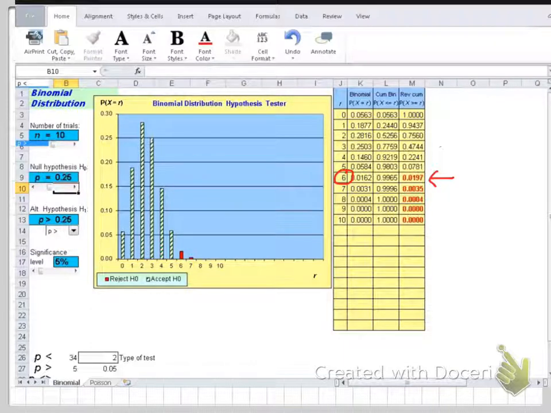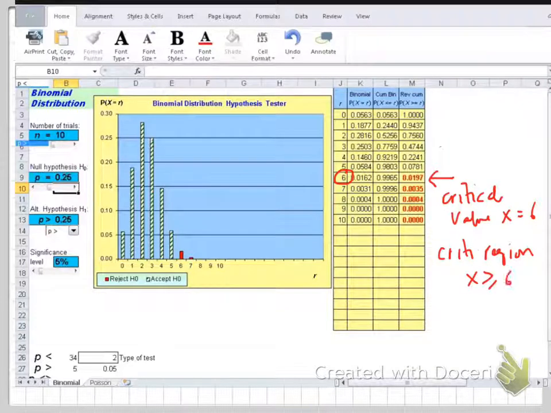So critical value, I'll just write that down, is when X equals 6, and the critical region is when X is greater than or equal to 6. And so this person who got 5 correct, their answer doesn't lie in the critical region, and since it doesn't lie there, we accept H0.